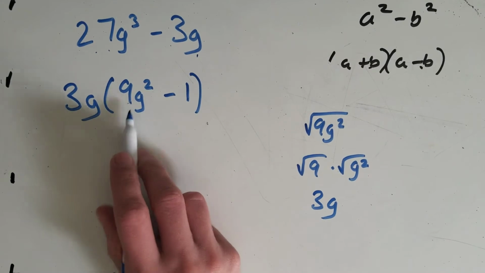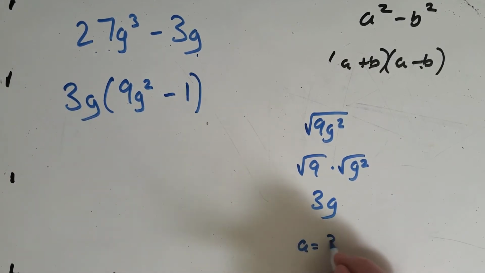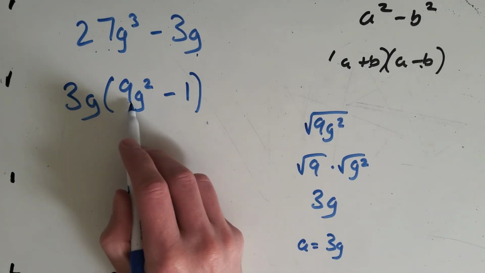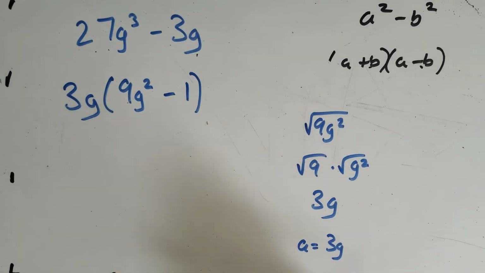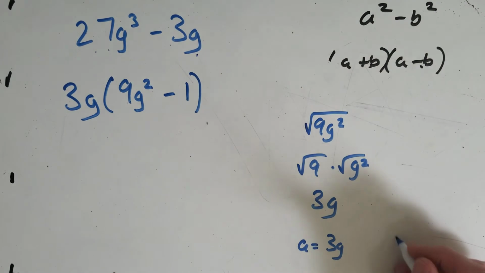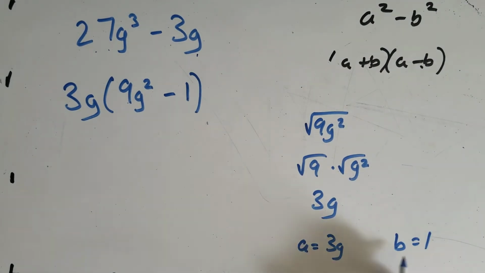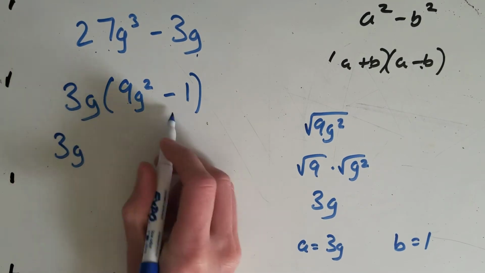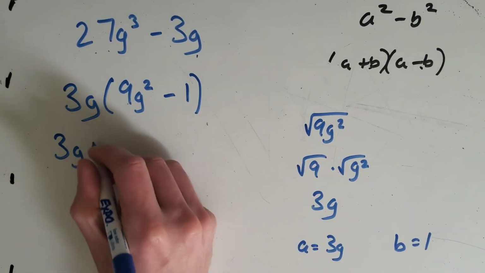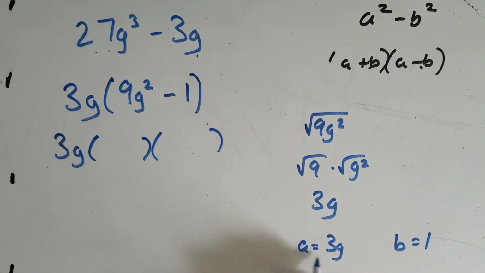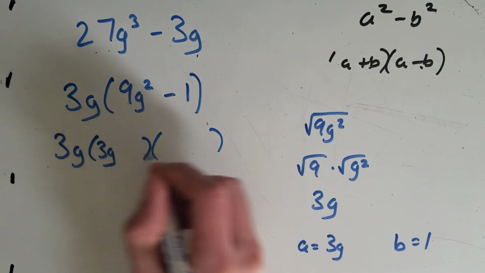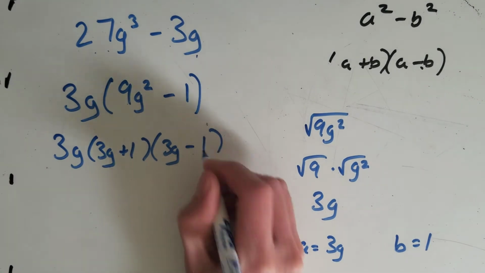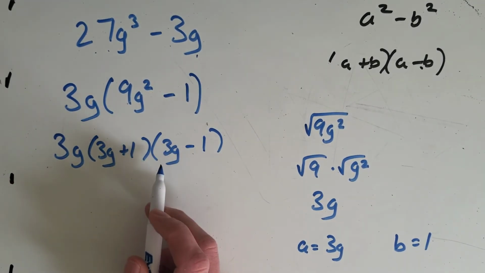So our a term here would equal 3g. So we can take the square root of this, so this is a perfect square. And 1, well, that is a perfect square. The square root of 1 is 1. So b is equal to 1. So let's go ahead and factor this. This is a difference of squares. And we just found out the a term was 3g. And the b term is 1. So one of them you're going to add, one of them you're going to subtract. That's how a difference of squares works for us.